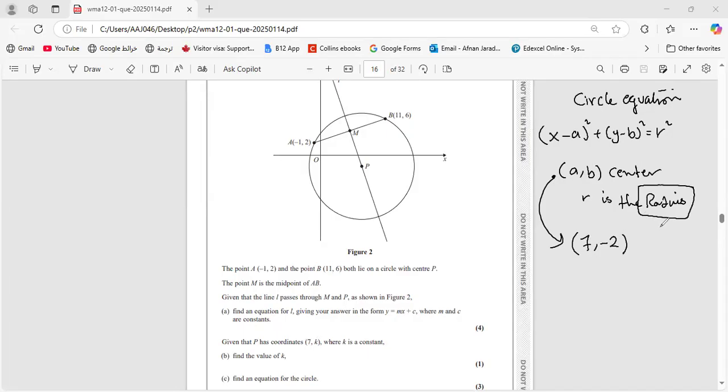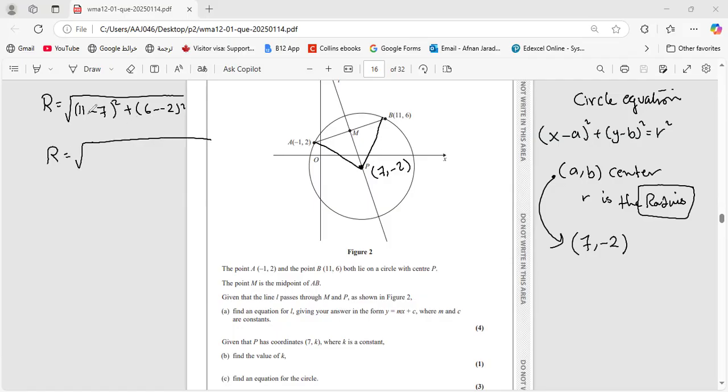How can I find the radius? The radius is the distance between the center P, which is (7, negative 2), and the other point. The radius equals the square root of (11 minus 7) squared plus (6 plus 2) squared. So 11 minus 7 is 4, squared is 16, plus 8 squared, which is 64. So r equals the square root of 80.